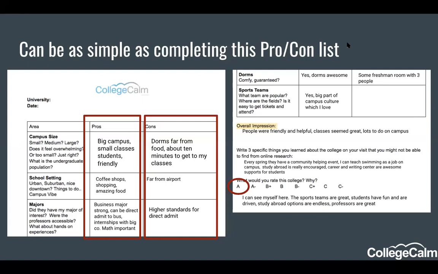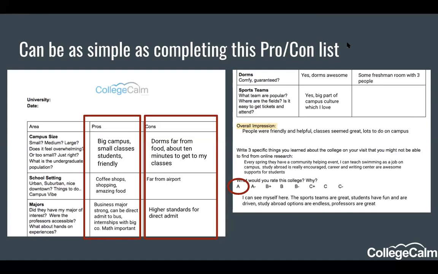Majors: did they have my major? Were the professors accessible? What about hands-on experiences? For pros, for me, it would be a strong business major. I could do a direct admit to business, and there's a lot of internships. Just to remember, math is really important, right? Cons would be higher standards for direct admit, so it might be harder to get into a direct admit.